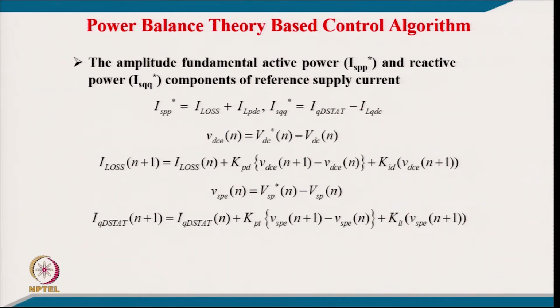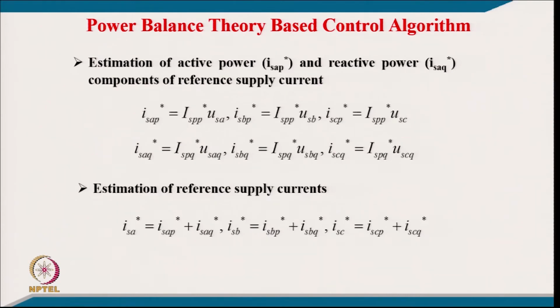Then we put the DC link voltage controller for getting this loss component, using another PI controller for voltage regulation, and this component of current is used here, and these we already got from the load. So we get the amplitude of the supply current for the in-phase component and the quadrature component.